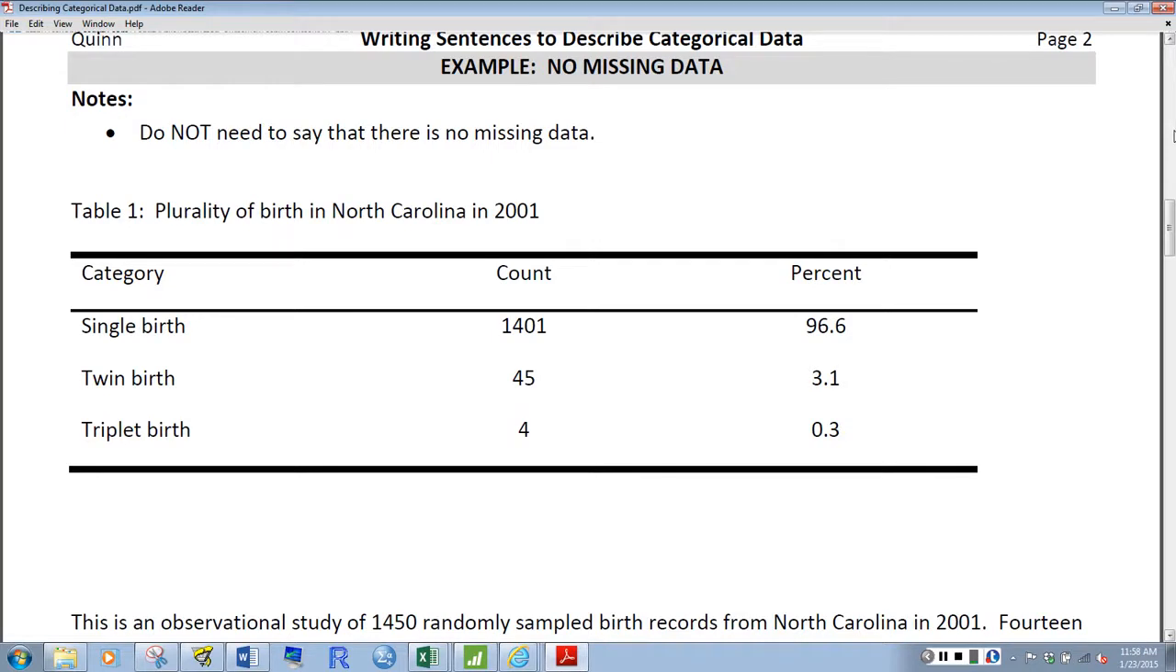And then certainly the whole sentence is in context. So we're not just doing a sample of 1,450, period. It's birth records from North Carolina in 2001. So we're going to use this as our opening sentence anytime we describe data coming from a study.